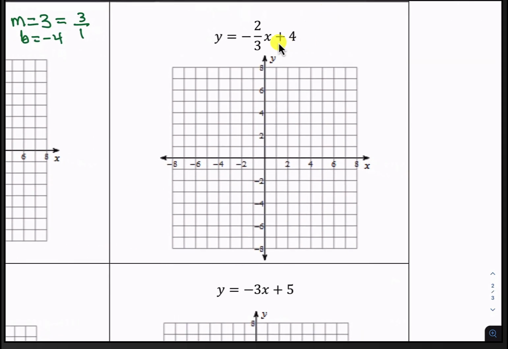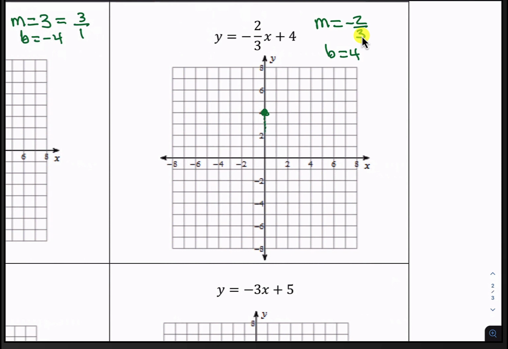All right, hopefully you're getting the hang of this. In this equation we have y equals negative 2/3 times x plus 4. M is negative 2/3 and b is positive 4. The positive 4 is on the y-axis. That's where our first point is going to be here at 4. The negative 2/3 is going to tell us to go down 2 and then to the right 3.